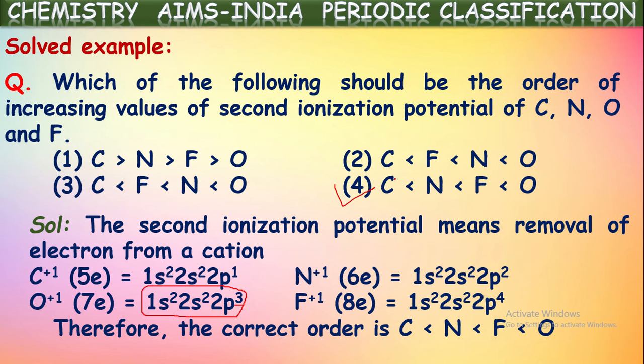So we have to understand here, second IP means the amount of energy required to remove an electron from the unipositive ion. That means ion already formed by the removal of one electron. Then if you observe their electronic configurations, we can understand the order of those.